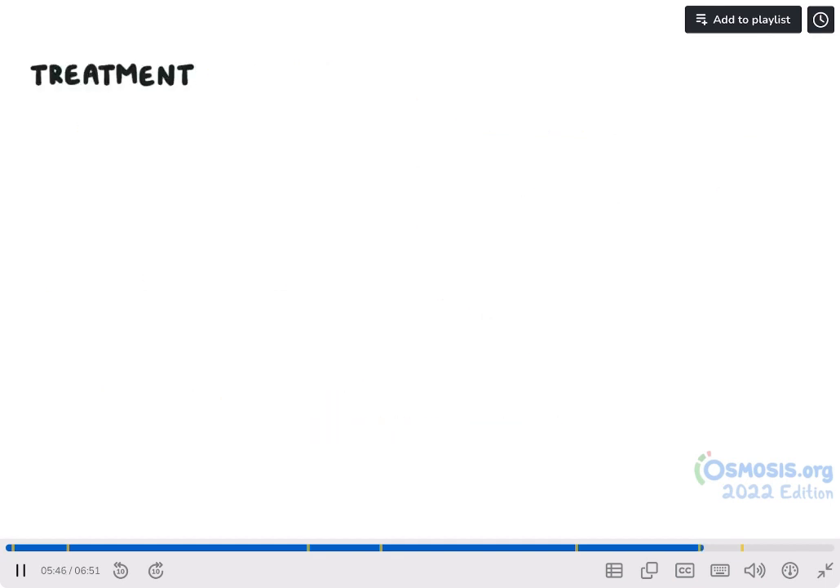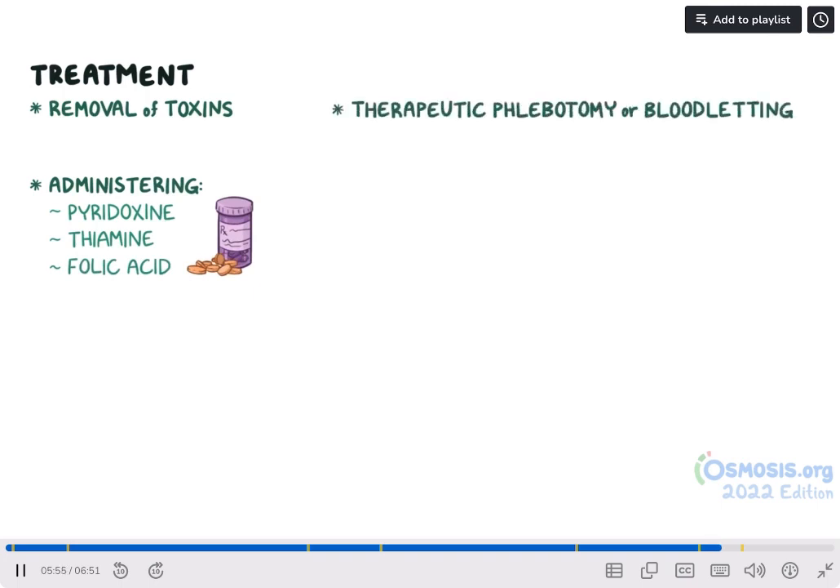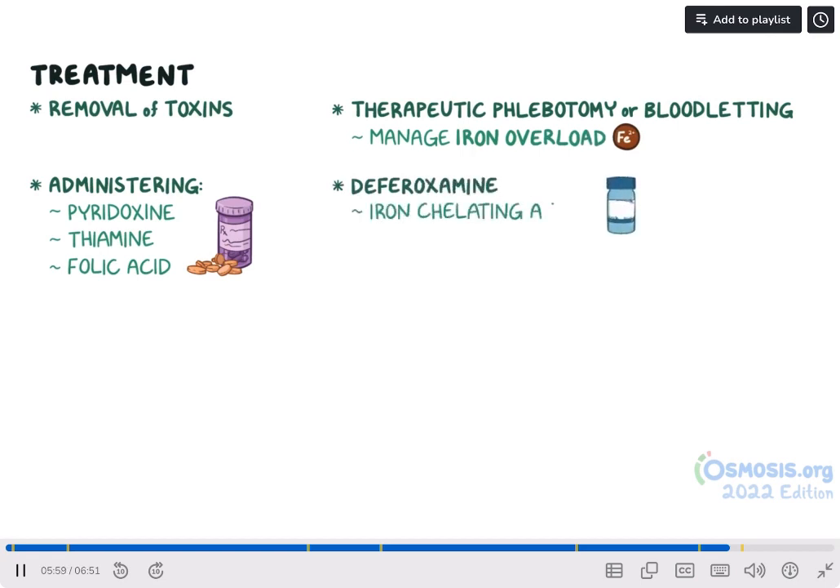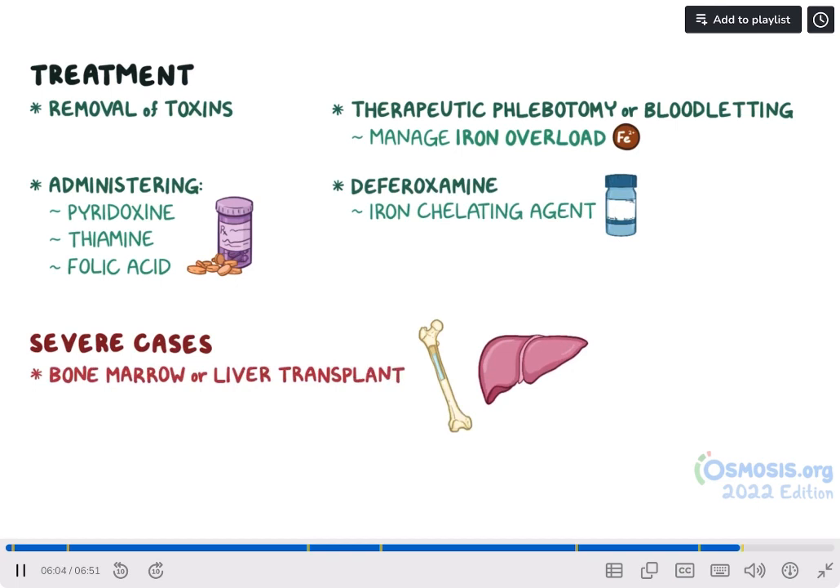Treatment of sideroblastic anemia involves removal of toxins if there are any, and administering pyridoxine, thiamine, and folic acid. Therapeutic phlebotomy or bloodletting can be used to manage iron overload, as well as deferoxamine, an iron chelating agent. In severe cases, a bone marrow or liver transplant might be needed.